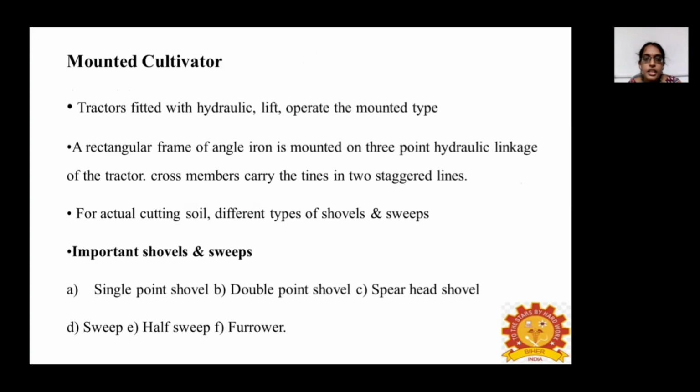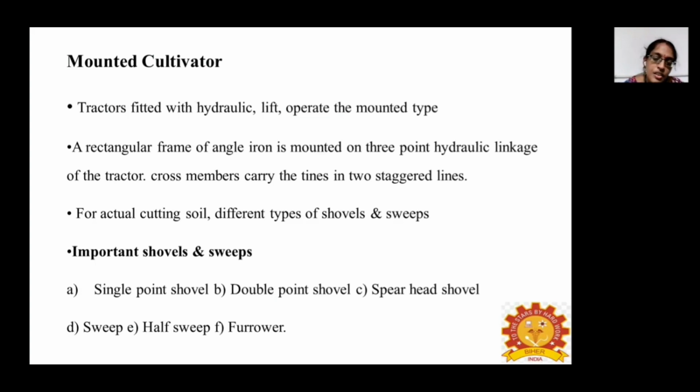This mounted type means it will be fitted with a hydraulic lever and operated as a mounted implement. It is normally used to cut the soil, and different types of shovels and sweeps will be available. It consists of a rectangular frame mounted to the tractor with the 3-point linkage, and the cross member carries the tines in two staggered lines. The important types are the single point shovel, double point shovel, and the spearhead shovel.